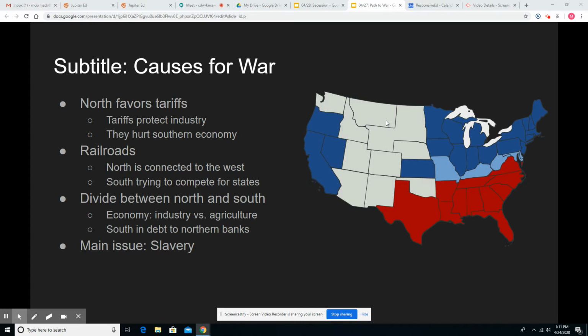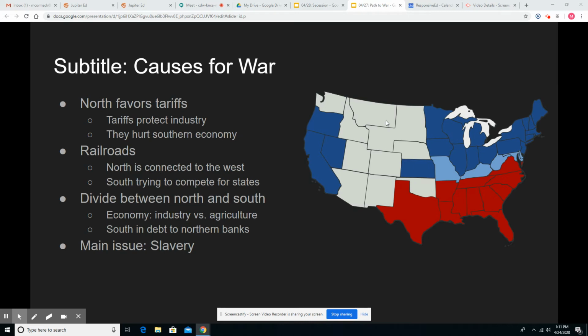By this point, the North has industrialized quite a lot, has a lot of different factories and production centered in northern cities, and placing taxes on other goods brought into the country helps the North because the North then can produce goods, and those goods will be less expensive than the ones coming in from other countries, so people will hopefully buy more of them. However, they hurt the Southern economy because the South did not have industry, so they had to buy from elsewhere, and usually that was shipping from overseas.